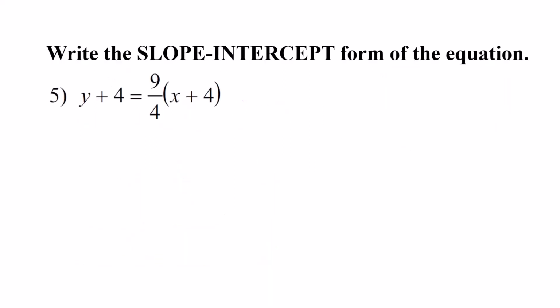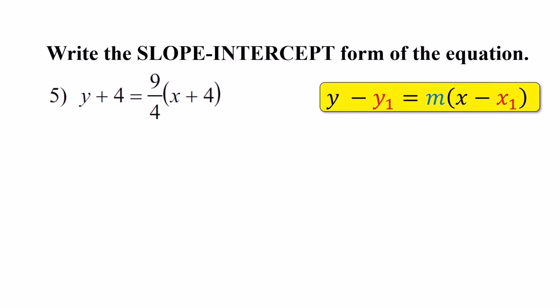Nothing changed. Okay, this one's a little different now. That's in point slope form already, and I want you to write it in slope-intercept form. It's hard to remember all of these. Here we go. I'll show you. This is point slope form. That's the one we've been playing with. This is slope-intercept form. So basically, slope-intercept form is when you solve for y.